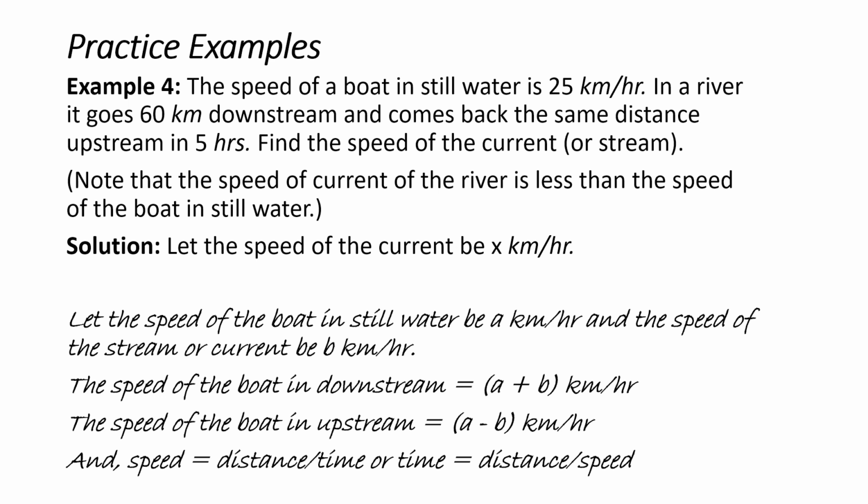Note that the speed of the current of the river will always be less than the speed of the boat in still water. This is just for information. Now what we have to find is the speed of the current or the stream. Let it be x kilometers per hour.